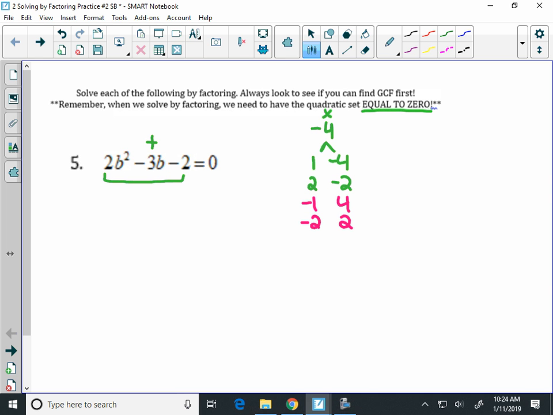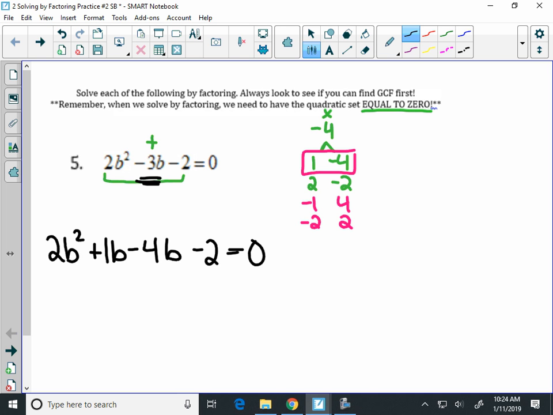Well, I need the pair that adds to negative 3, which looks like it's going to be 1 and positive 4. I chose those numbers. Now the way split the middle works, the first term comes down, 2b squared. The last term comes down. This middle term gets split up into positive 1b minus 4b. Now I have 4 terms in my polynomial, so I'm going to factor this by grouping.